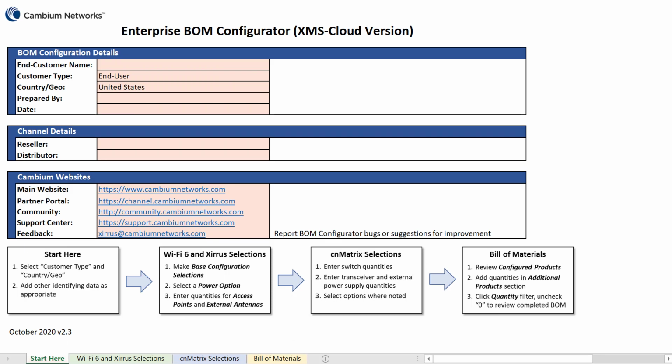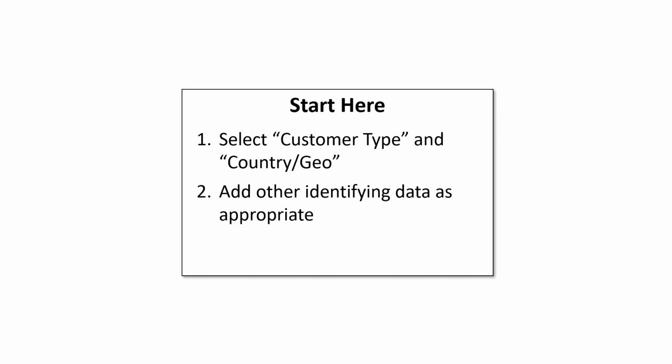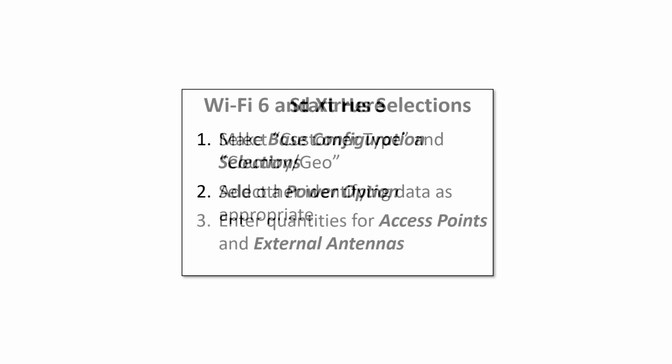This flowchart outlines four main steps. Using the Start Here worksheet, you begin by selecting the customer type and country geo. This narrows configuration options, including showing only APs that are available in the selected country. There are spaces for other identifying information to be used as needed.